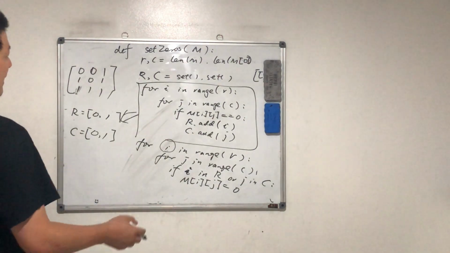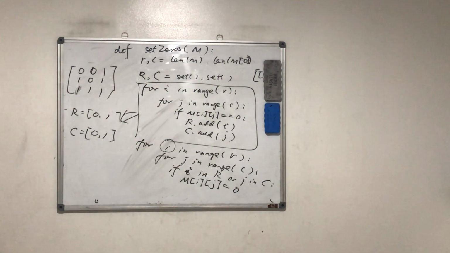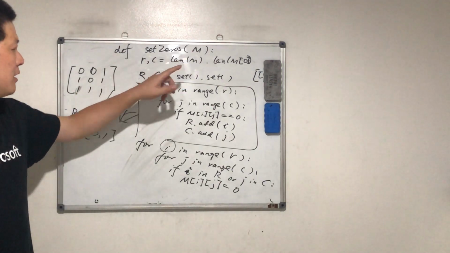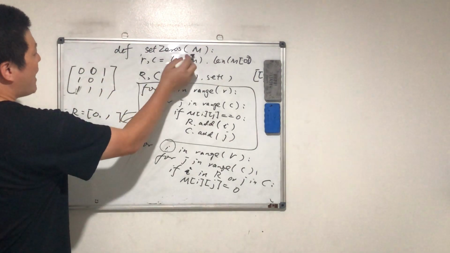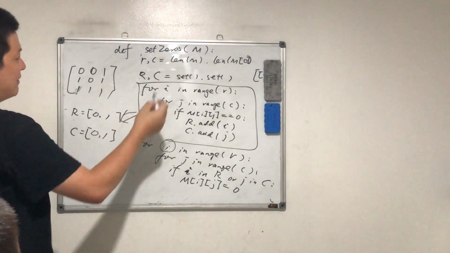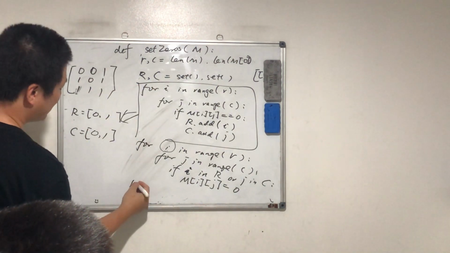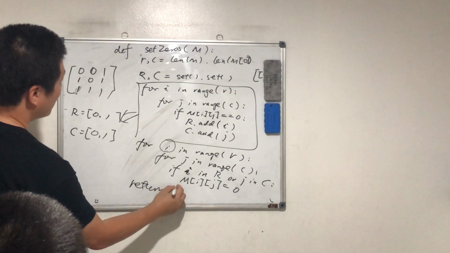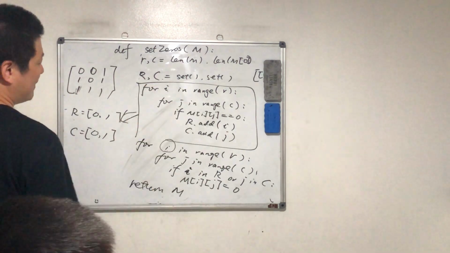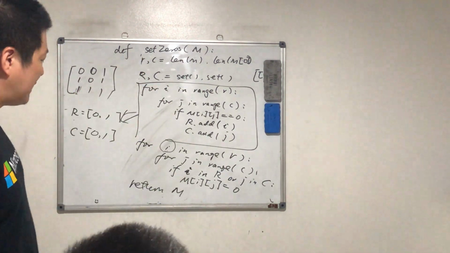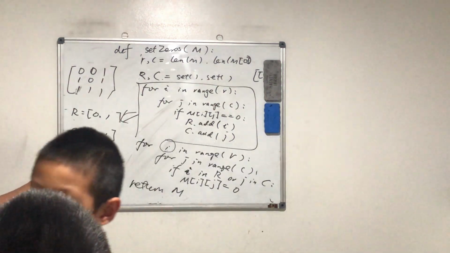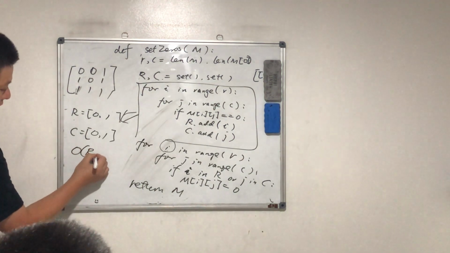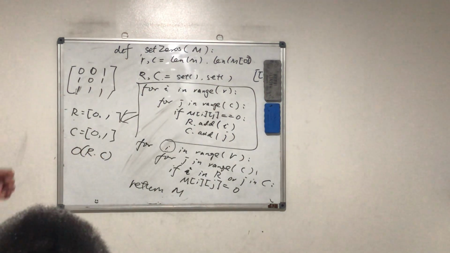Okay, so this is pretty much it. We assume M is not empty, maybe we can just do this: if not M, then return. Otherwise we'll return M. Okay, we'll create two sets. What's the time complexity? O(R times C). What's R and C? The rows and columns. Okay, what's the space complexity?